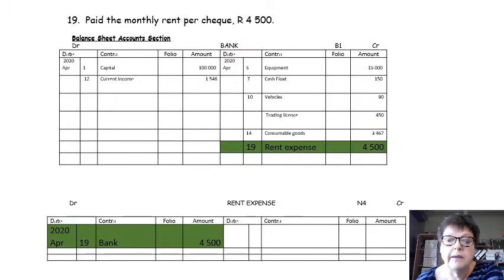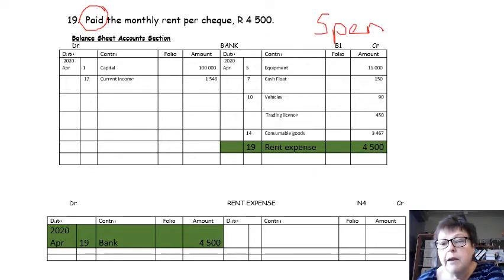Next transaction, on the 19th, we paid the monthly rent per check. Paid means we are spending once again. If we spend, we now already know that our money is in the bank account. Bank being an asset will increase on the debit and decrease on the credit. Spending means our money will decrease. The date is the 19th. We are spending 4,500.